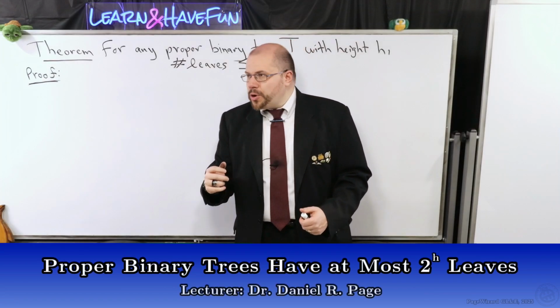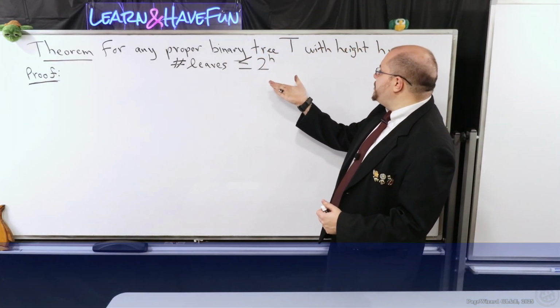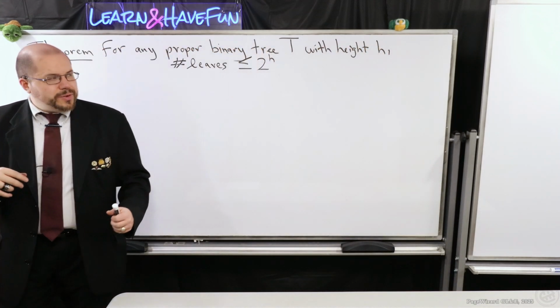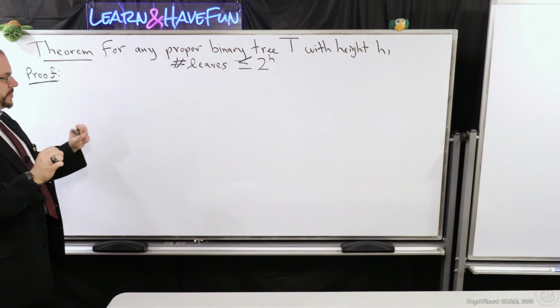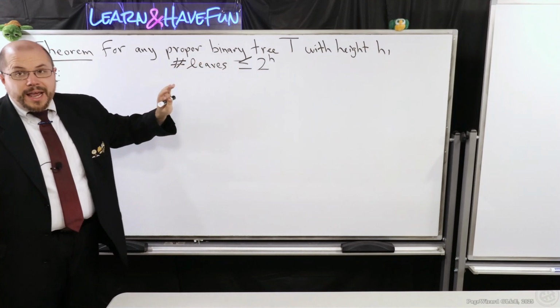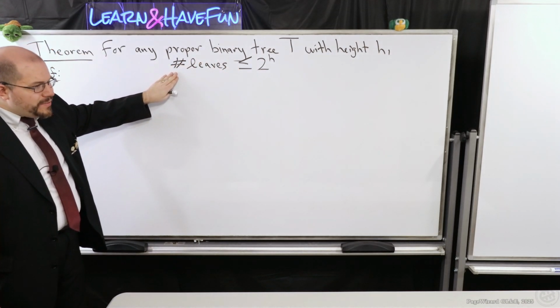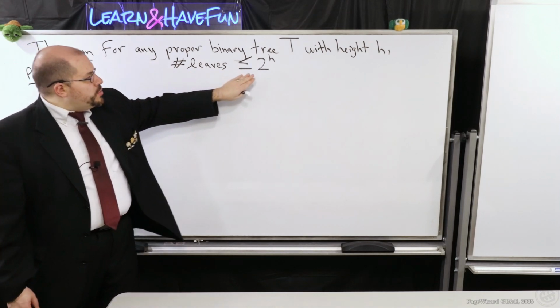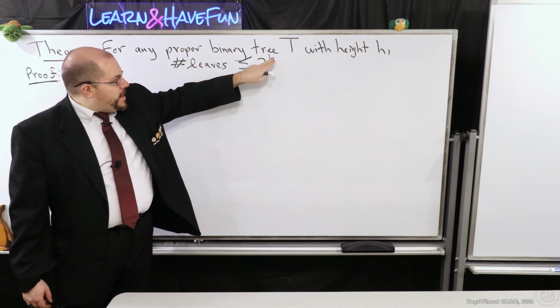So today we're going to be proving a claim about proper binary trees. Namely, that for any proper binary tree, so we're going to focus on proper binary trees specifically here, for any proper binary tree T with height h, the number of leaves, so recall these are the nodes that have no children, is at most 2 to the power of h, where h again is the height.